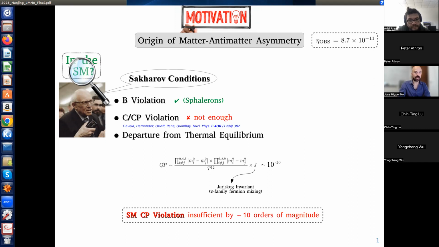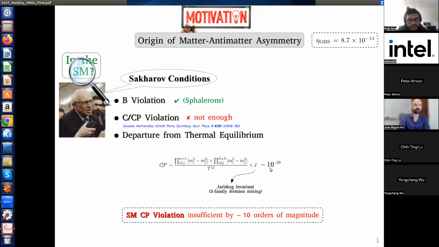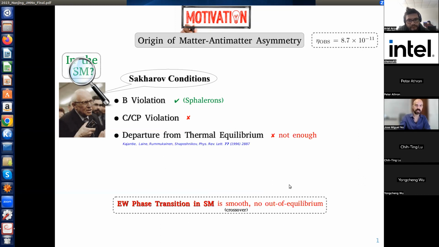In particular, one can do a naive quick estimate of the amount of CP violation that one would have at electroweak temperatures in the early universe, and this is extremely small. This is of order of 10 to the minus 20 as a ratio of dimensionful quantities. And this is roughly 10 orders of magnitude smaller than what you would at least need in order to explain the baryon to entropy ratio. Finally, the departure from thermal equilibrium is also not really there. It was thought that the electroweak phase transition, the breaking of the electroweak symmetry in the early universe, would provide such departure from thermal equilibrium. But in the standard model, it turns out to be a very smooth process. It's something which is not out of equilibrium at all. And thus, you don't get that in the standard model.